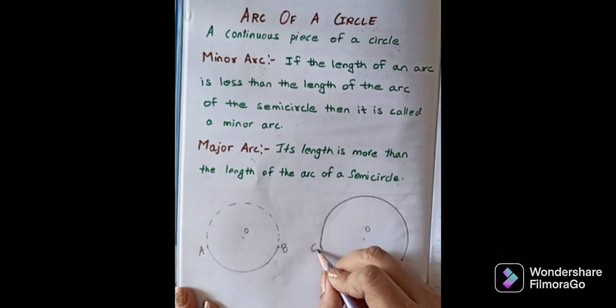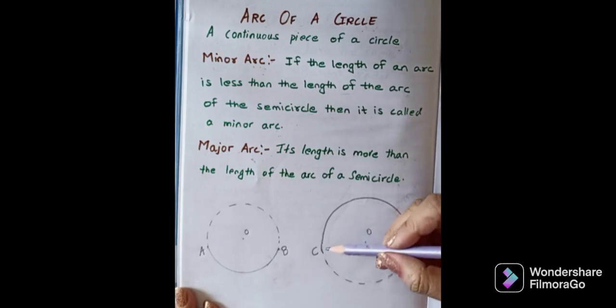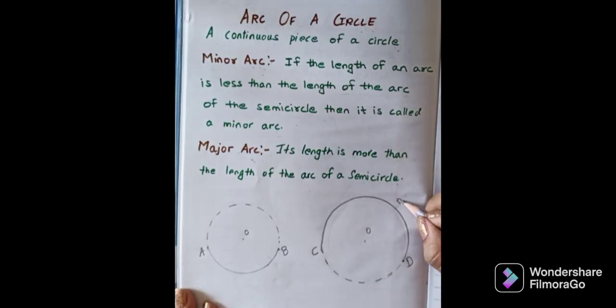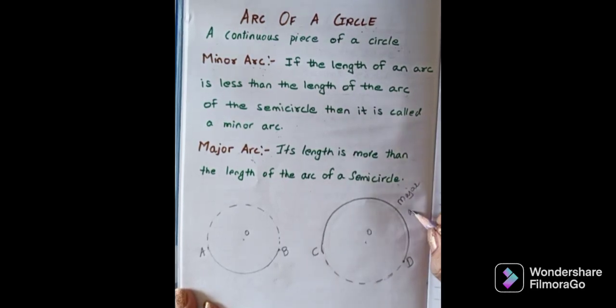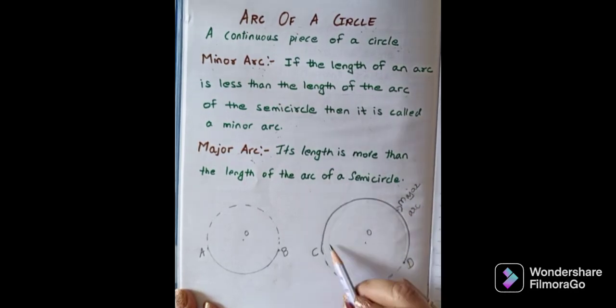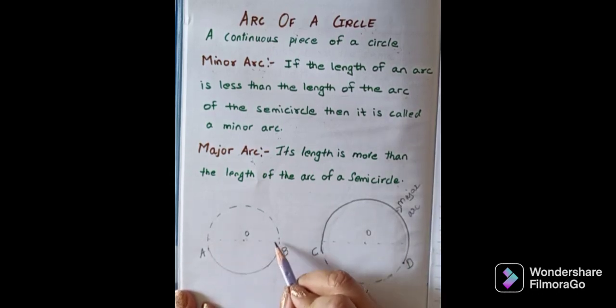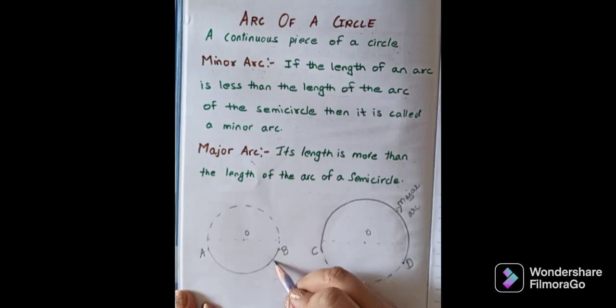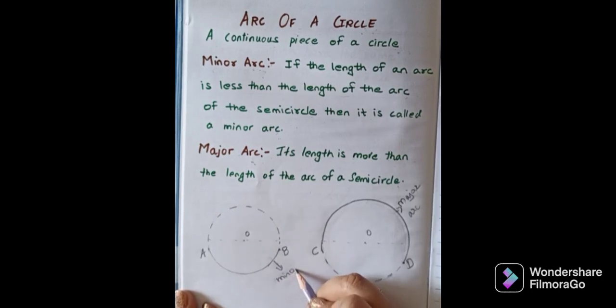Here I am naming two points C and D, and you can see this arc which is without dots. It is called arc CD and it is greater than the dotted arc, this dotted part of the circle. So that's why it is called a major arc, and you can see that this arc is greater than the semicircle. So that's why it is a major arc. And here you can see that if I draw a semicircle here, this part of the arc is smaller than the semicircle. So that's why it is called a minor arc.